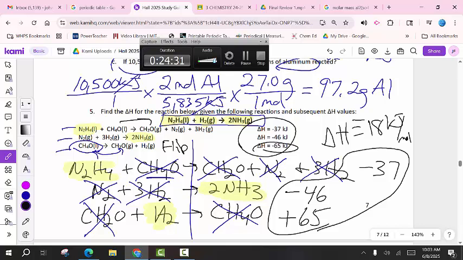Okay. Now sometimes you have to double the reactions or triple the reactions to get the coefficients to match, and just make sure that you do the same thing to the number. So if you double the reaction, you also double the number before you add it together.